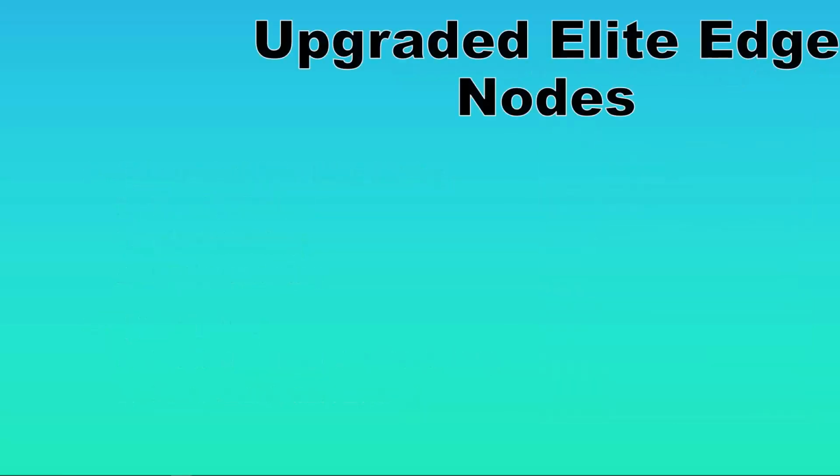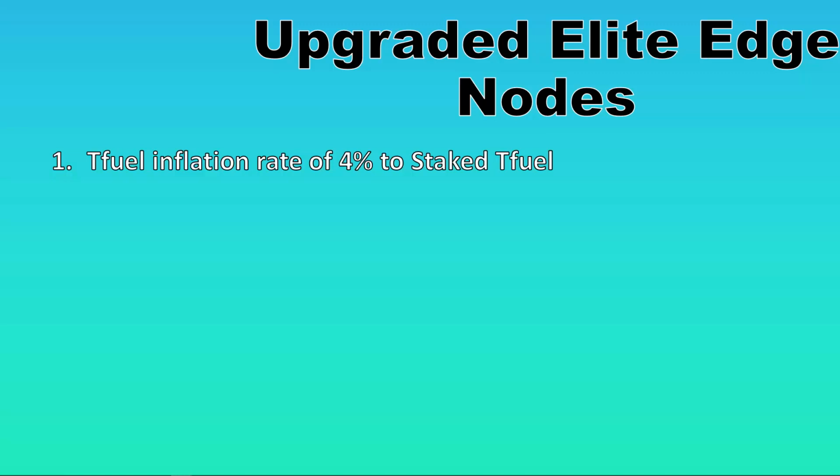All right, so let's take a look at the first portion of it, which is the upgrade of elite edge nodes. This is broken up into 3 separate sections. The first is T-fuel inflation. There's going to be an inflation rate of 4%, and that'll be rewarded to staked T-fuel.